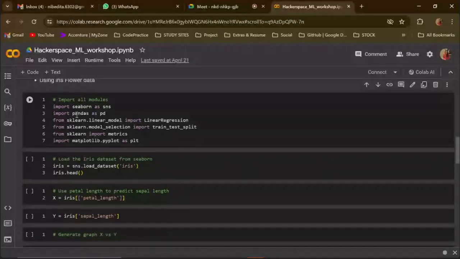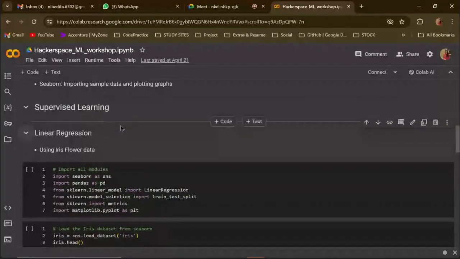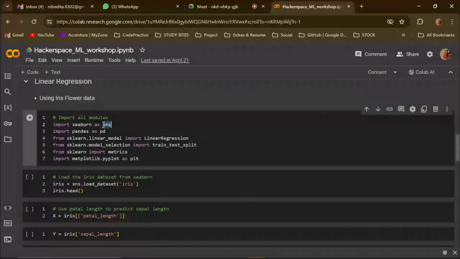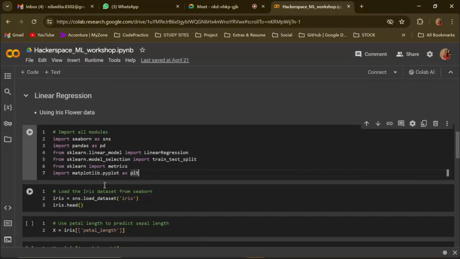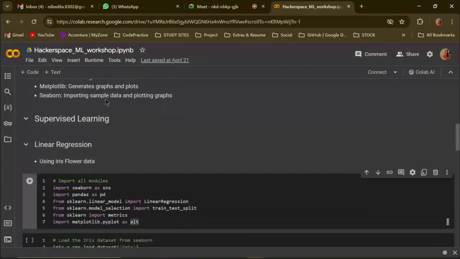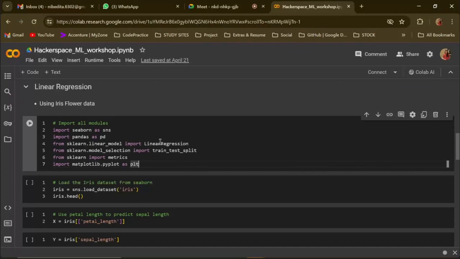So here I have imported all the libraries. This line here, as sns, these are alias names, the short name for Seaborn, pandas as pd for pandas, and from sklearn or scikit-learn. These are the same libraries. From sklearn, I am importing the linear regression model. Sklearn provides us with the facility of importing these models. We don't need to code the model ourselves.